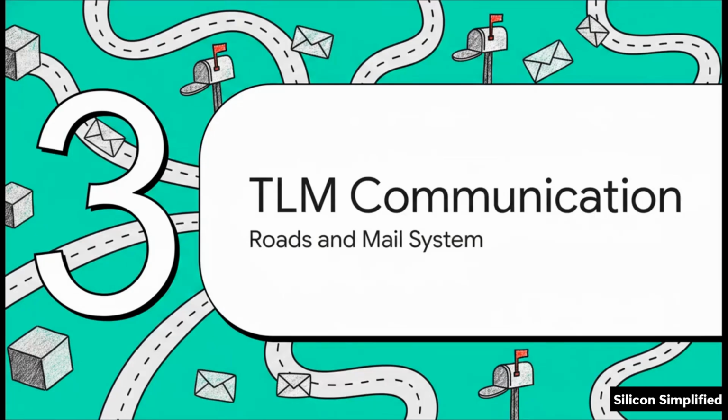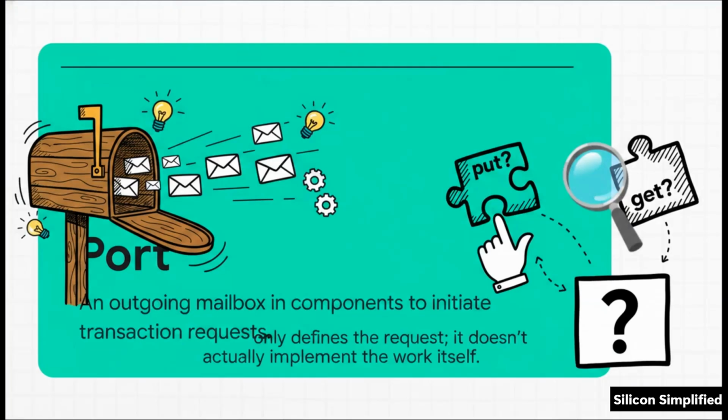All right, Section 3, TLM component communication, or the roads and mail system. So our city is zoned and synchronized, but now we need infrastructure. Our components have to talk to each other, but we don't want them rigidly hard-coded together. That brings us to transaction-level modeling, or TLM, which acts as the mailboxes and roads between independent components. Let's look at the three main pieces of this infrastructure.